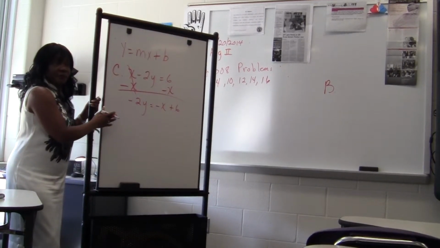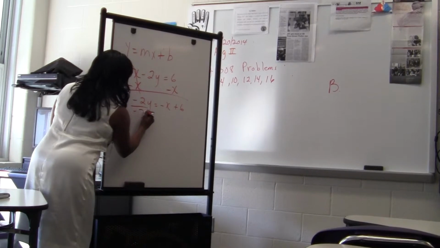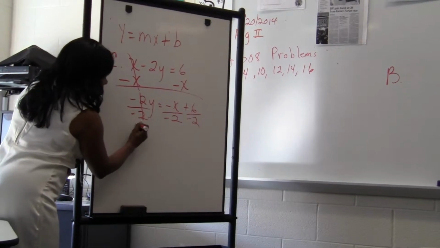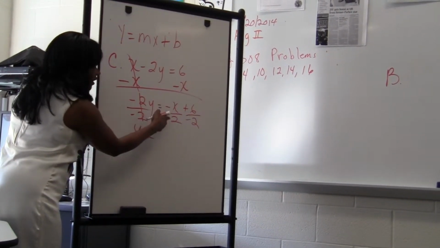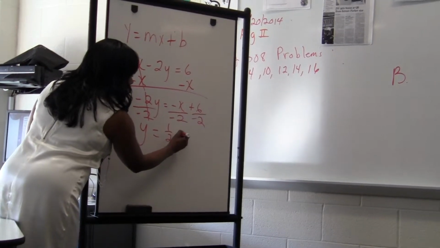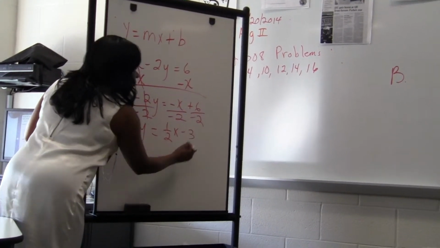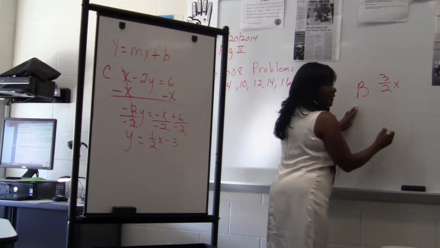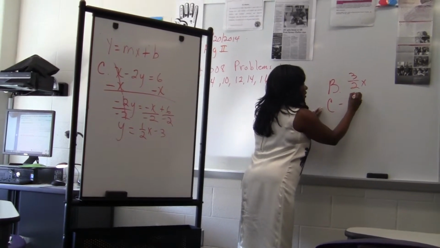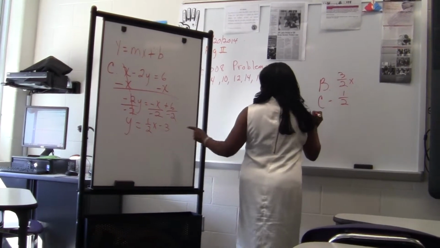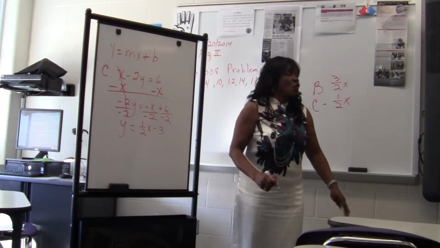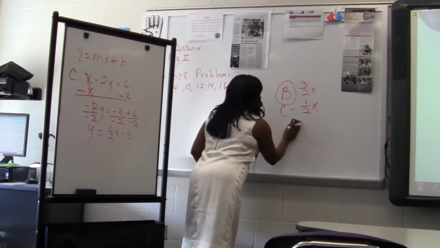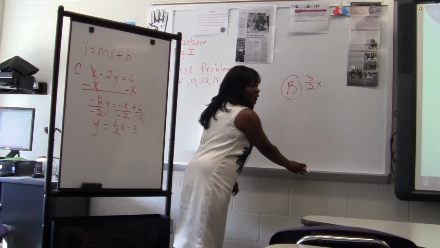Now I got to divide by what? A negative 2. A negative 2 here, a negative 2 there, and a negative 2 there. A negative into a negative gave you a positive, so y is equal to 1/2 x minus 3. Now we just found that the slope for B was 3 over 2x. We found C to be a positive 1/2 x. My question to you, which of these fractions is the largest? B. So I can eliminate C. Take C out of the picture.